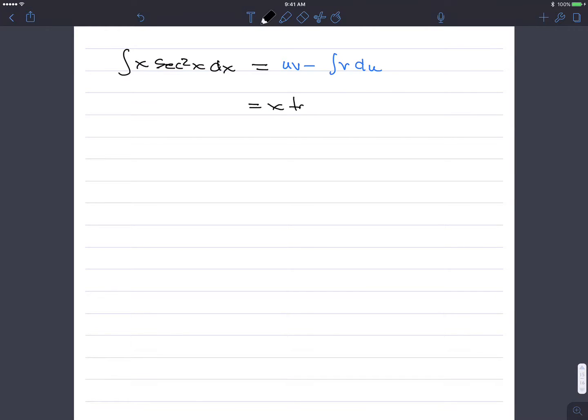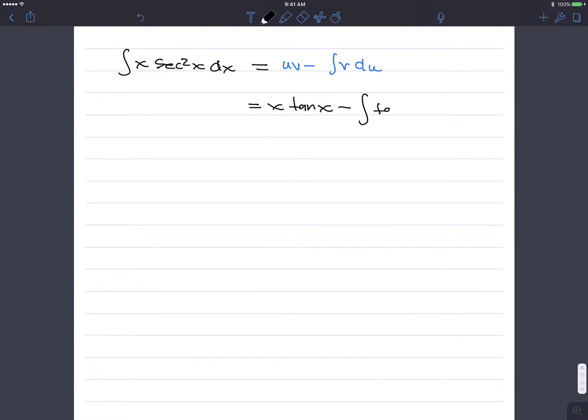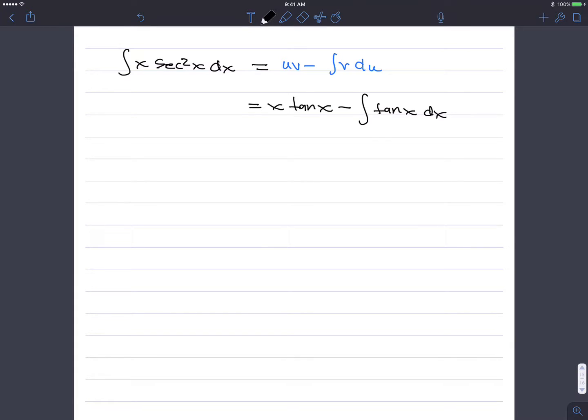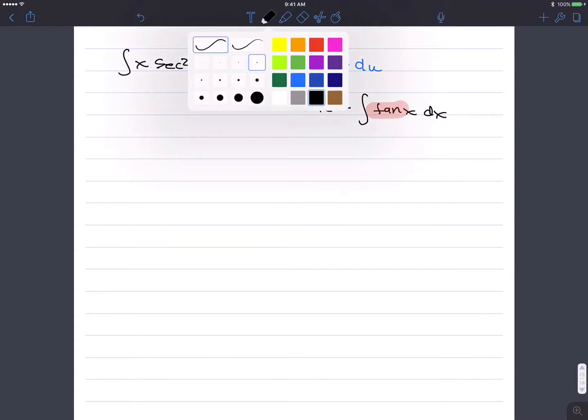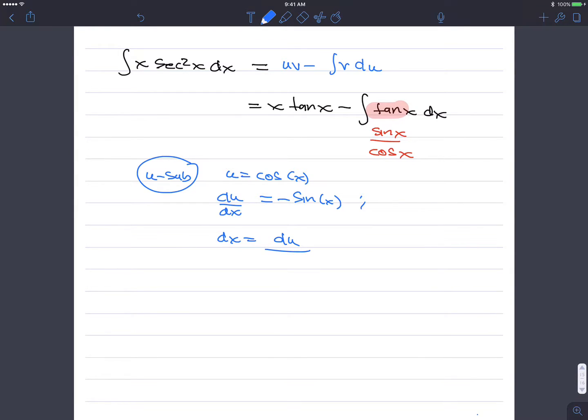So this equals x tangent x minus the integral now of v, which is tangent, times du, which is dx. This is just the integral of x secant squared x. Now I have to integrate tangent, and if you remember, we did this actually. The integral of tangent, let's recall. We replaced tangent with sine over cosine, and then we use u sub. U here will be cosine x, and so du dx is the derivative of cosine, which is minus sine. Or you can say simply that dx would be du over minus sine x.